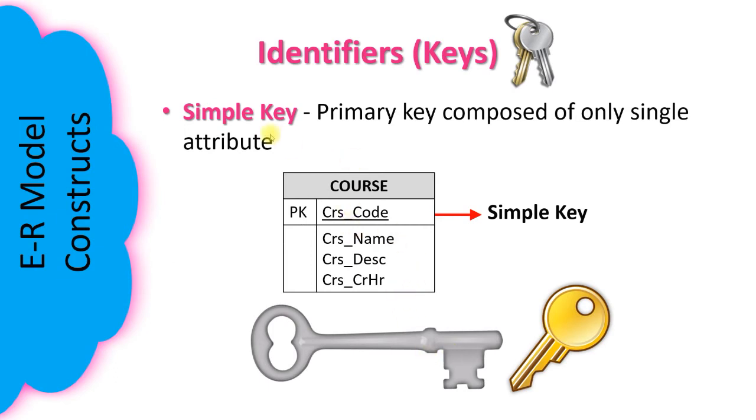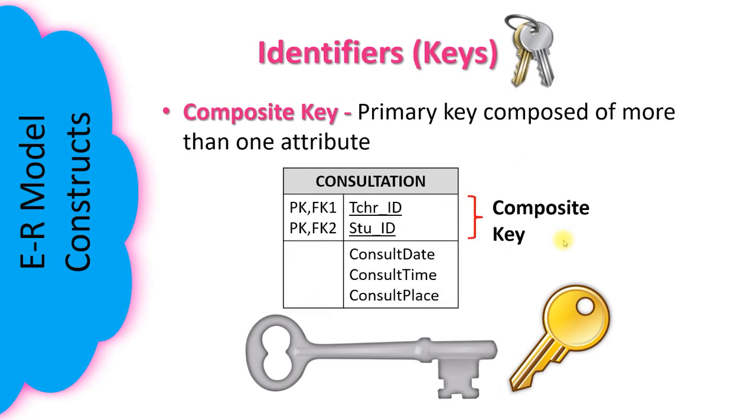You may see it in the next slides. Okay, a simple key is simply the primary key composed of only a single attribute. This is the example. Cause is an entity type, and the attribute assigned as the primary key for the cause entity type is cause code. There is only one attribute assigned as the primary key, so that's why it is a simple key, because it has only a single attribute assigned as the primary key or identifier. Now we move to the next slide.